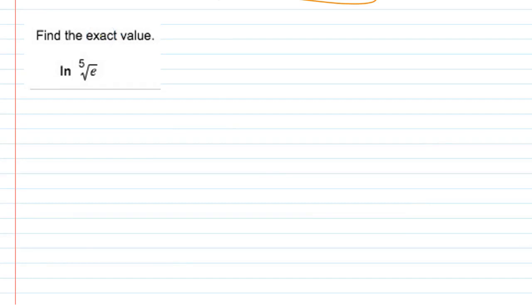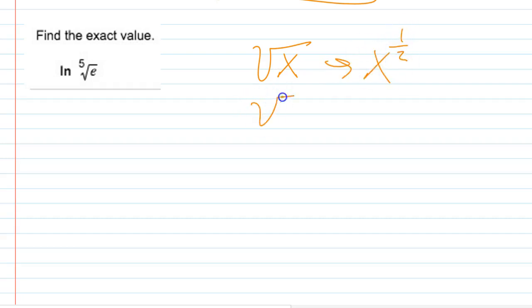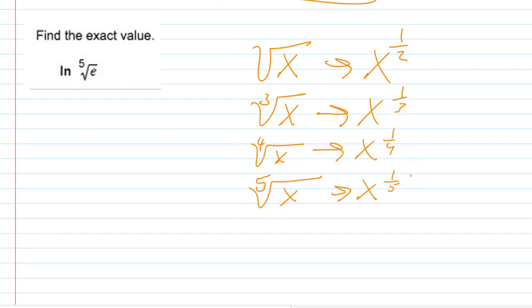But we do need to simplify this one. The first thing I want to do is get rid of that radical sign. What I'm going to do is put that into fractional exponents. So remember, if I have the square root of x, that's the same thing as saying x to the power of 1/2. If I have the cubed root of x, that means I have x to the 1/3. And you see where we're going with this.